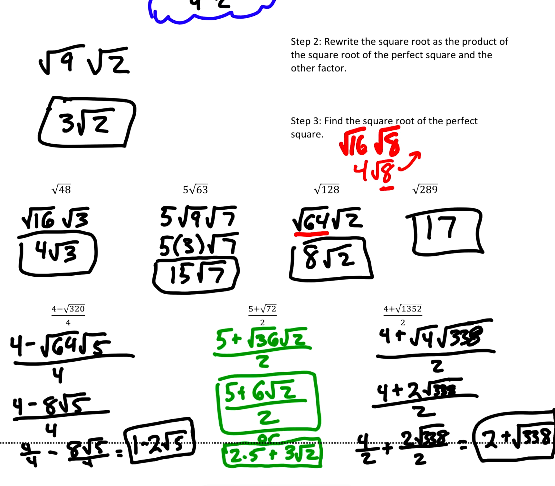So then 8 would become 4 rad 2, which would be 4 times 2 radical 2, which would be 8 radical 2. So you just have to simplify the radical again in order to get the completely simplified answer.